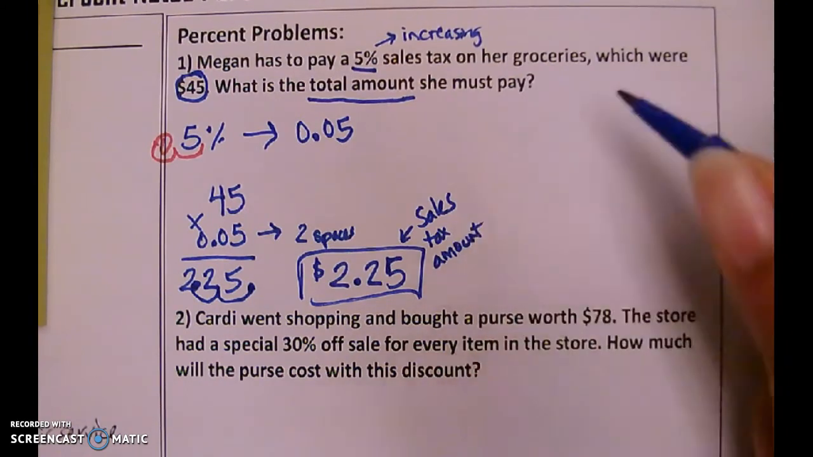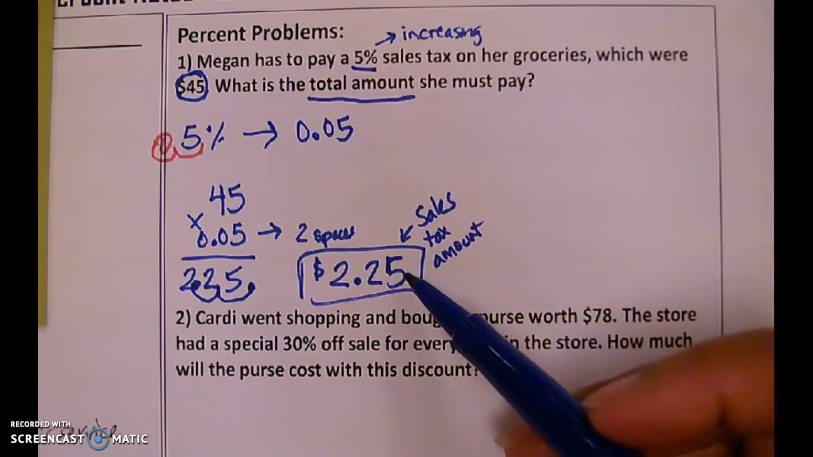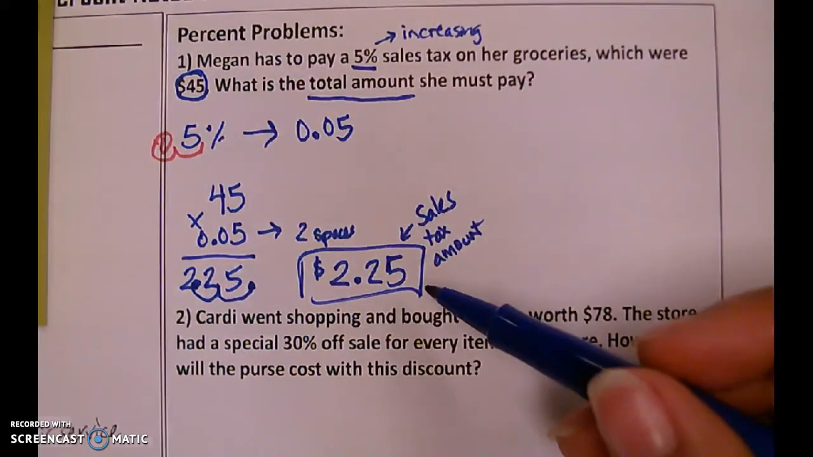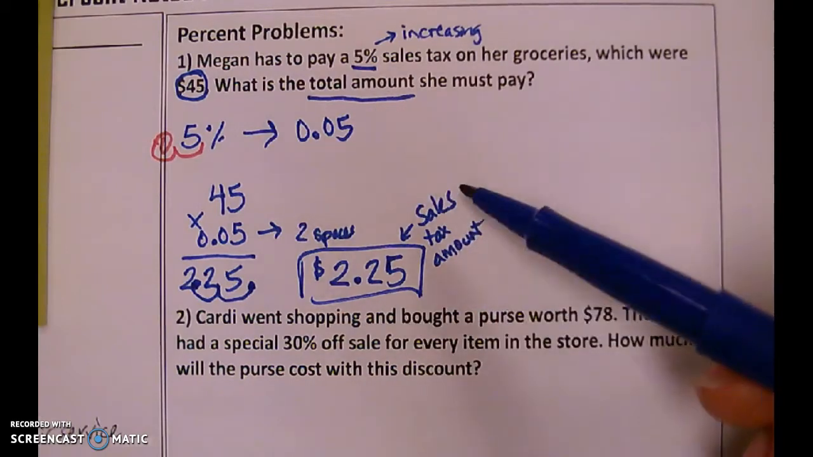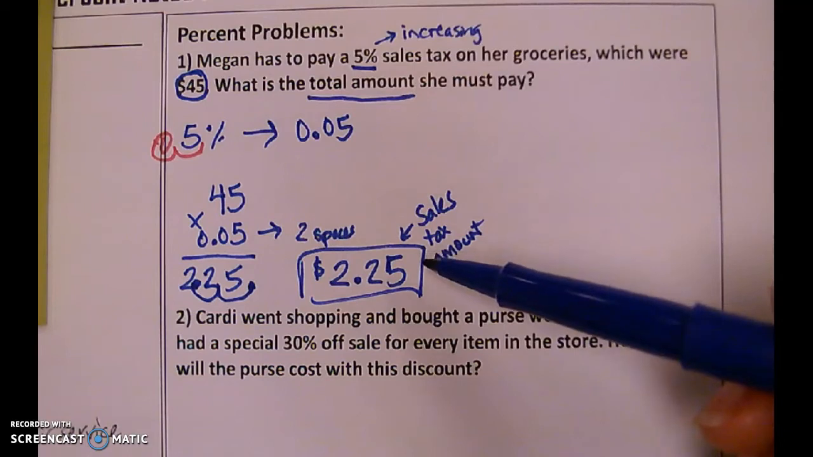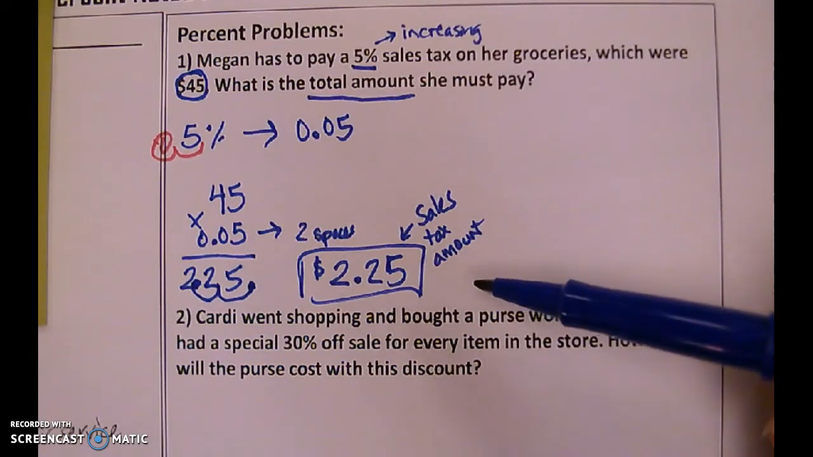Now, this is not the total. This actually represents 5% of $45. But the question doesn't ask for the tax amount. It asks for the total amount she has to pay when we add on this tax. So, how do you think we're going to find the final answer?